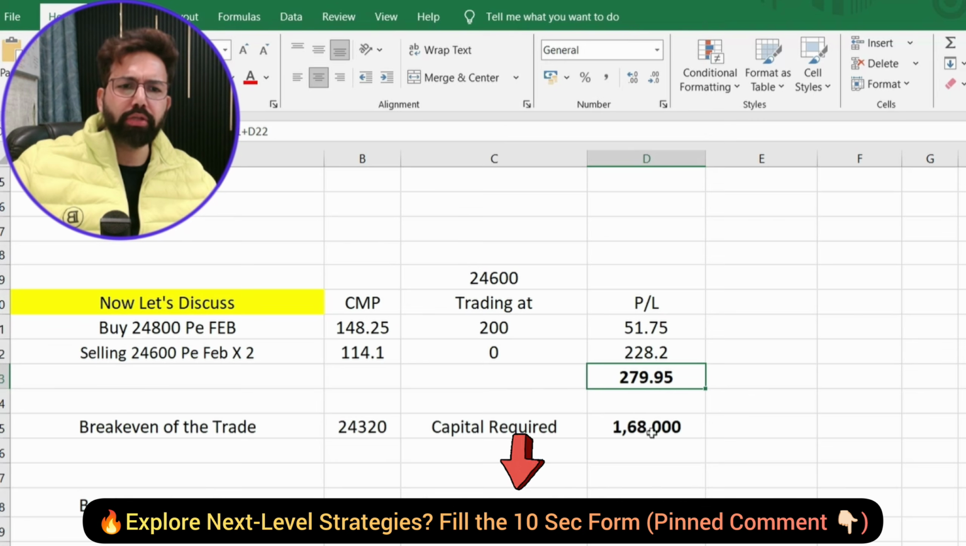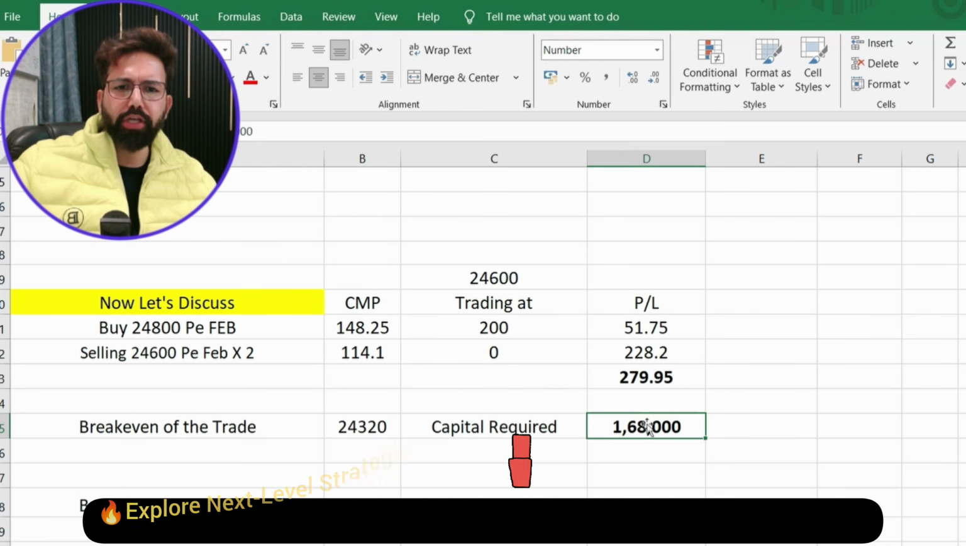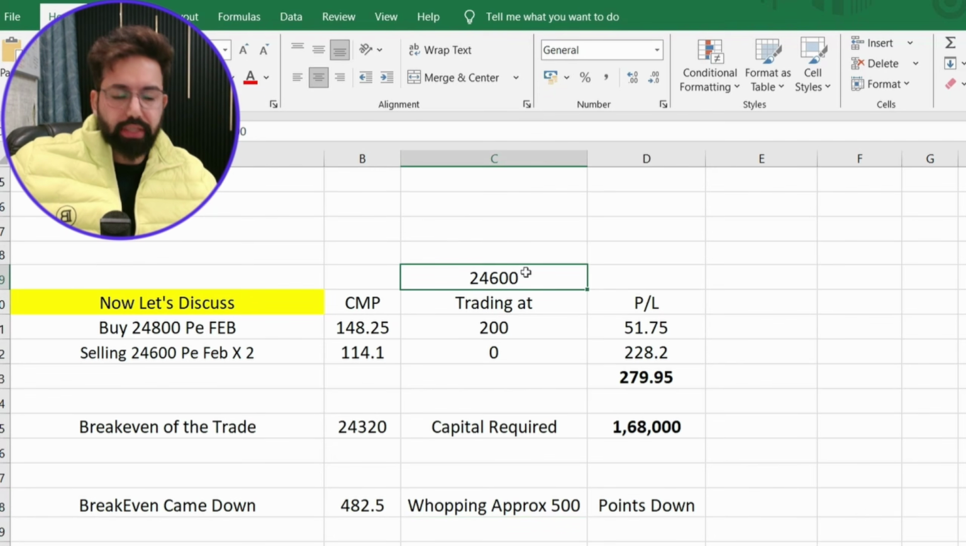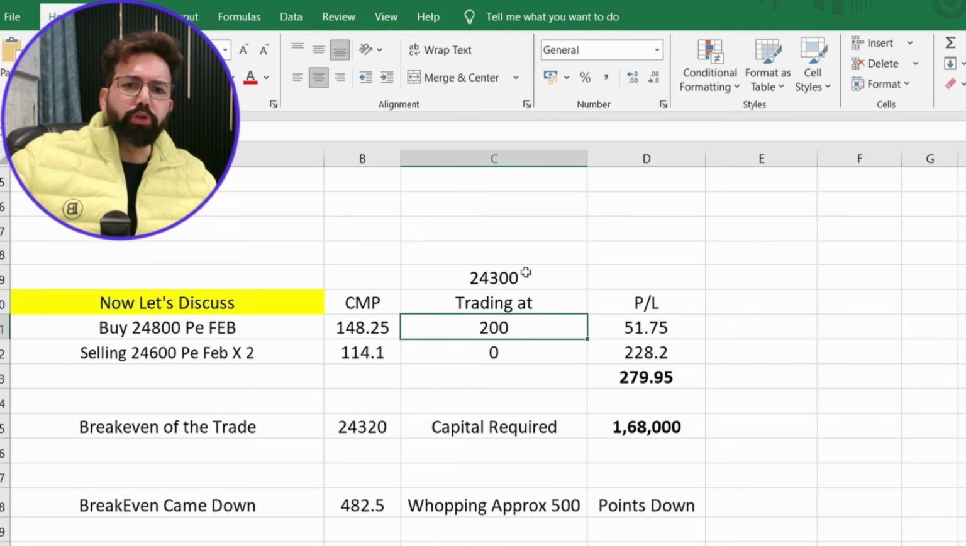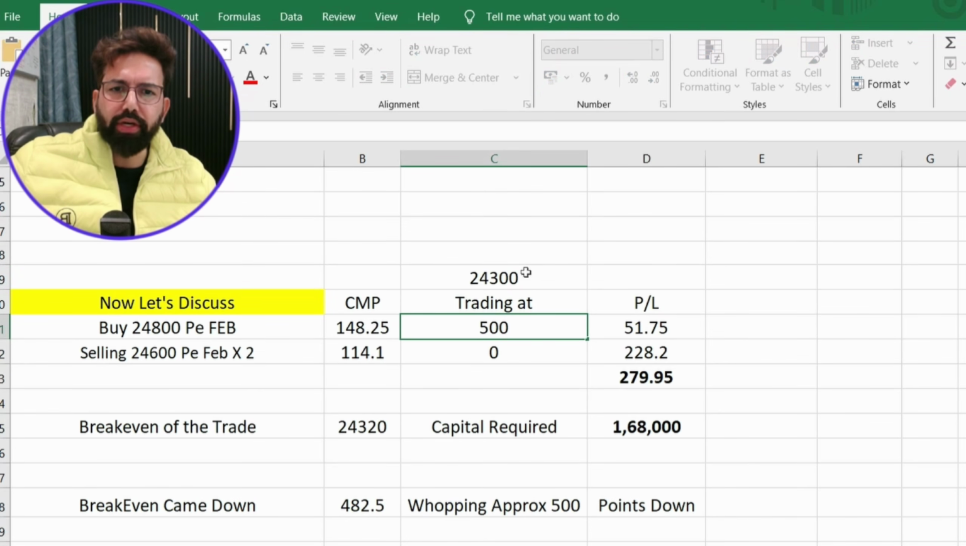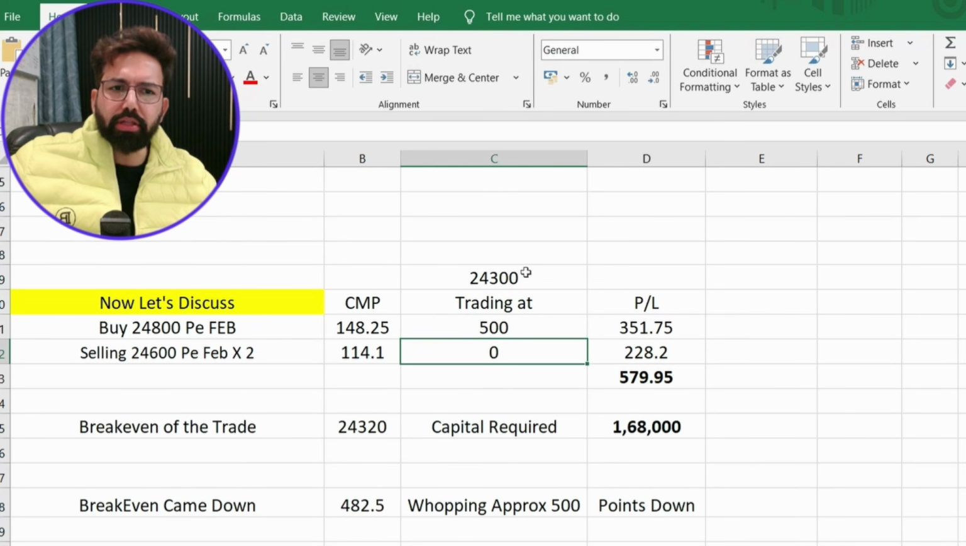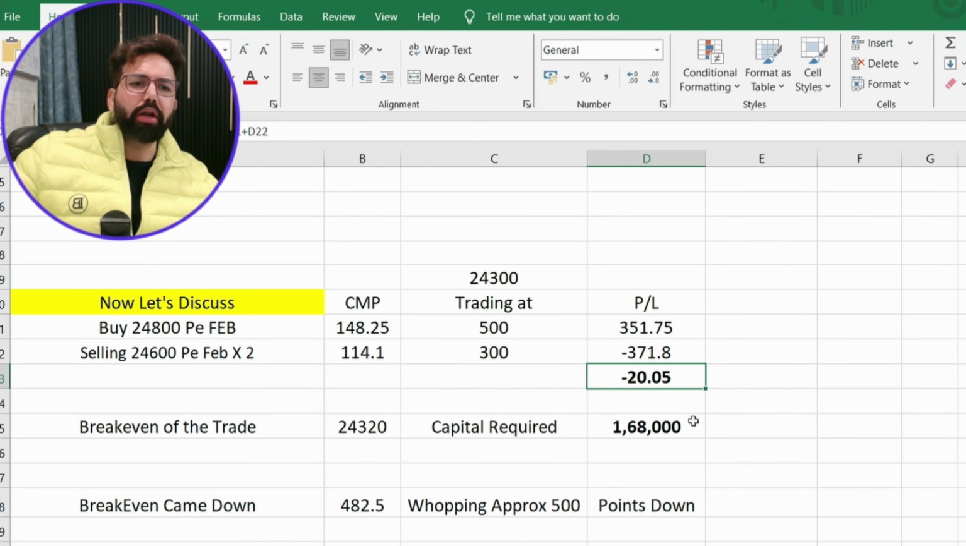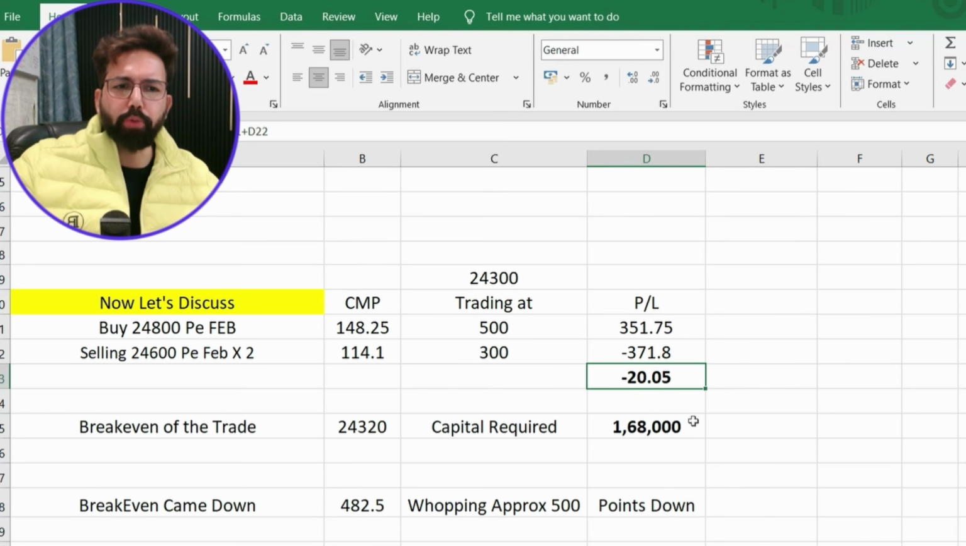Now, capital requirement, 168. Break even has gone down, of course, whopping approximately 500 points. Let me show you. You want to see that, right? It's 24,300. Suppose if market goes to... this put becomes in the money by 500 points, right? This put becomes in the money by 300 points. Of course, no doubt about that. In that situation, we look forward to get some kind of a loss, which is approximately 20 points.